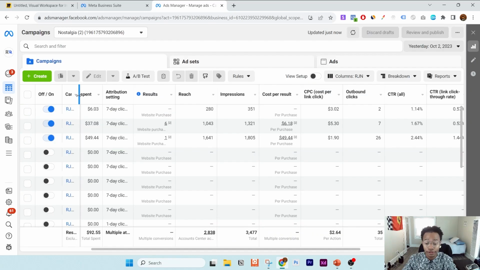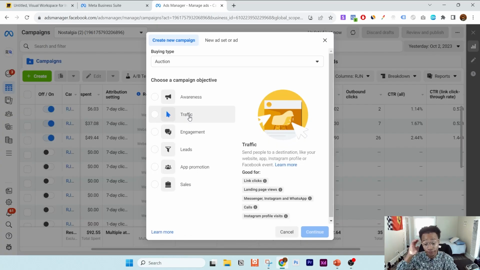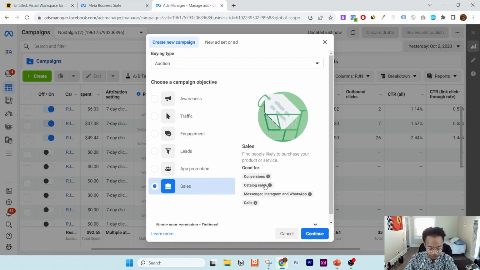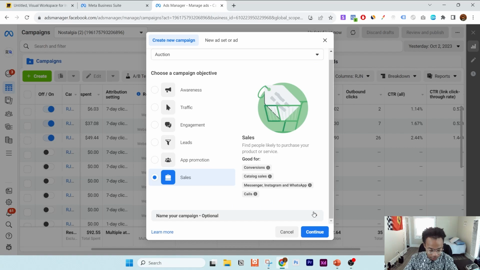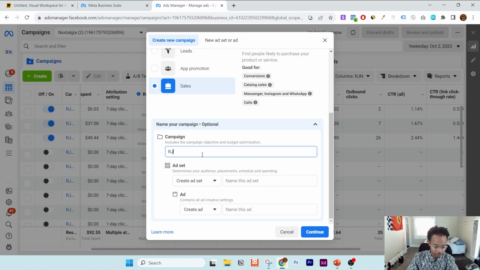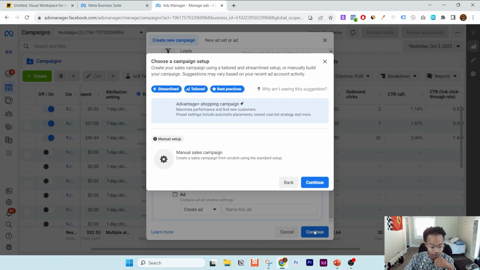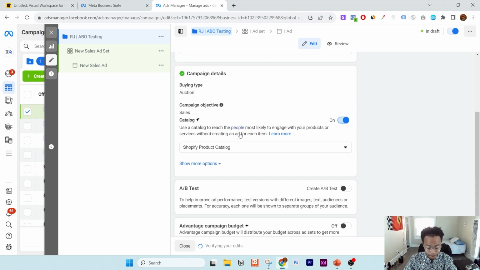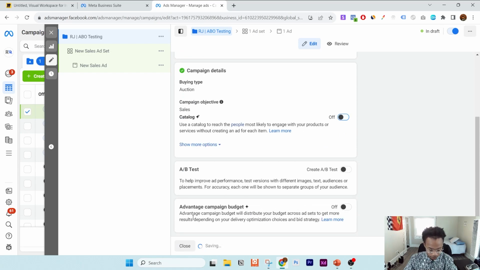So now let's go ahead and implement the ABO testing strategy. So the difference here is going to be, we're giving each ad set an equal amount of spend. So we're going to repeat the same steps. Go to sales. You're going to name your campaign RJ ABO testing, continue. Manual sales campaign. You're going to want to turn off catalog, leave Advantage campaign budget off.